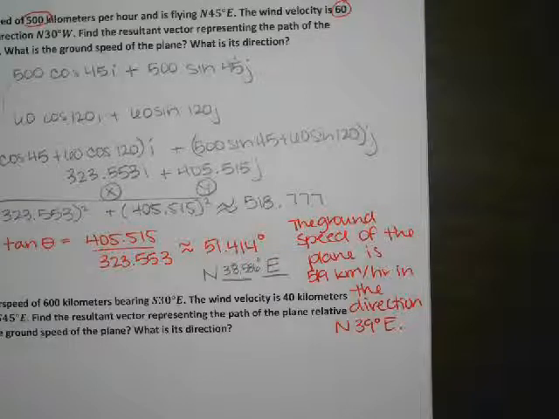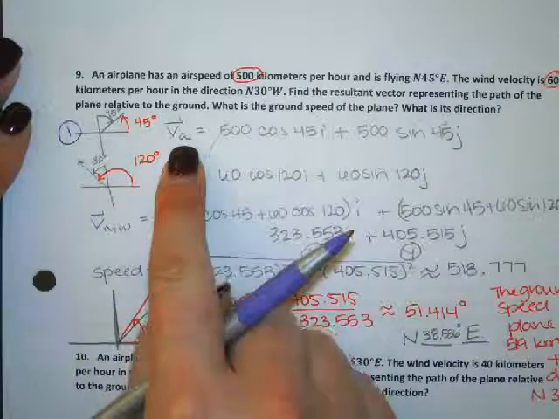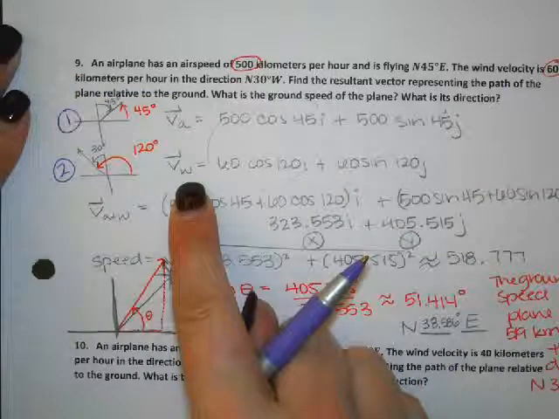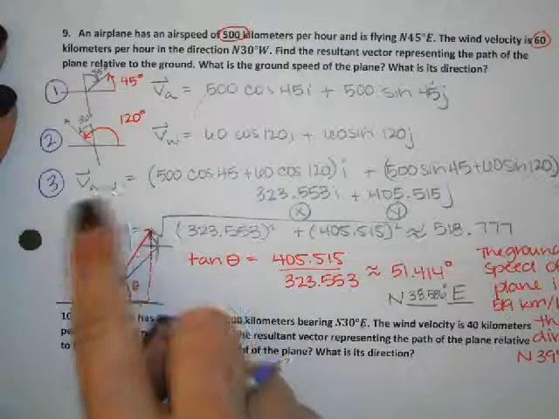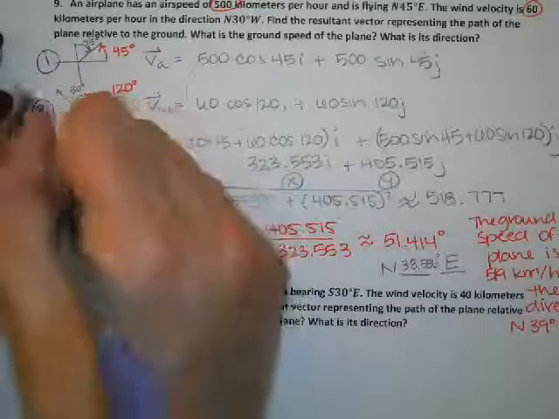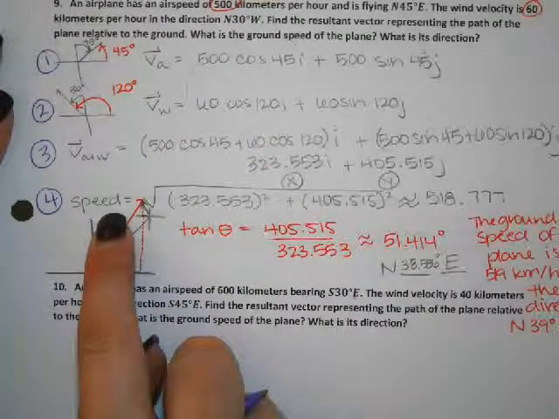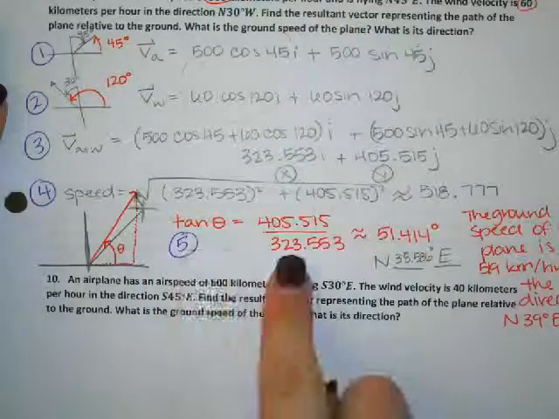So if we think about it, this is basically a 5-step process. If you're doing a problem with the plane and wind, which is most of the problems you'll be doing. The first step is to find the vector of the airplane. The second step is to find the vector of the wind. The third step is to find the resultant vector, so add your vectors together. The fourth step is to find the speed of the resultant, which is the magnitude of the resultant. And then the fifth step is to find the angle of the resultant.